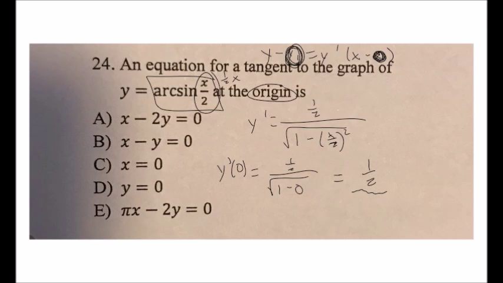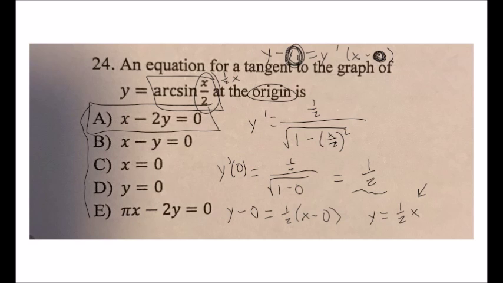Let's put it all together. Y minus 0 equals m times x minus 0. Well, that's just y equals 1/2 x. Out of the answer choices, you should be able to convert from slope-intercept form, that's really y equals mx plus b, to standard form pretty quickly in your head. There you go. We got A.